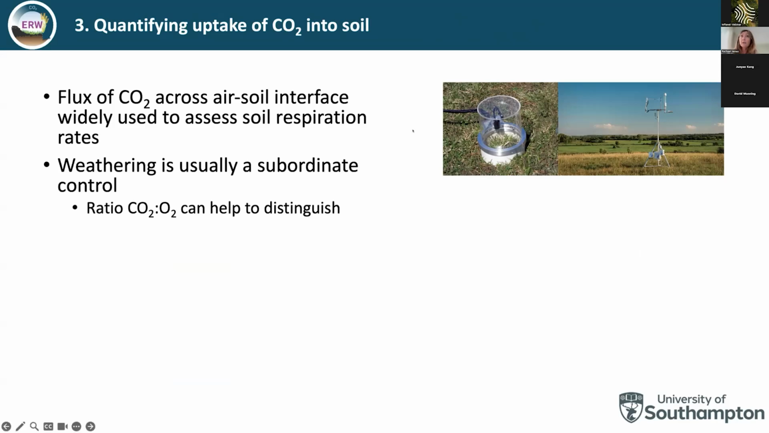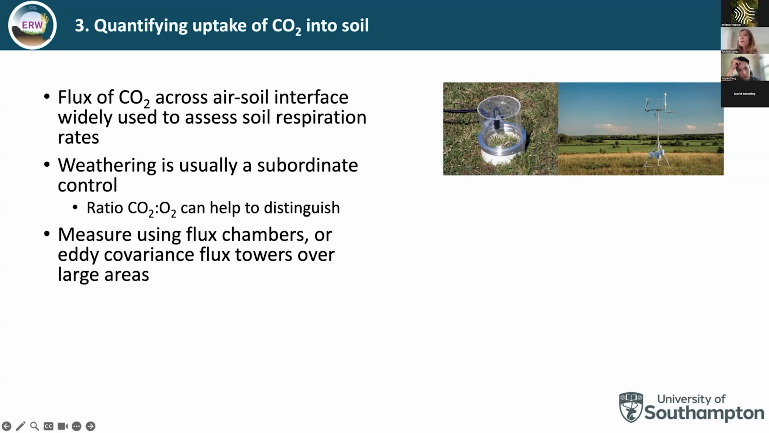Measuring fluxes of carbon dioxide across the air-soil interface is widely used to assess soil respiration rates. And that's the principal driver of exchange across the soil-air interface. But weathering, of course, will play a role. It's usually a subordinate role. But what we can do is look at the ratio of carbon dioxide to oxygen to distinguish between carbon dioxide fluxes attributed to weathering versus those that are attributed to soil respiration.